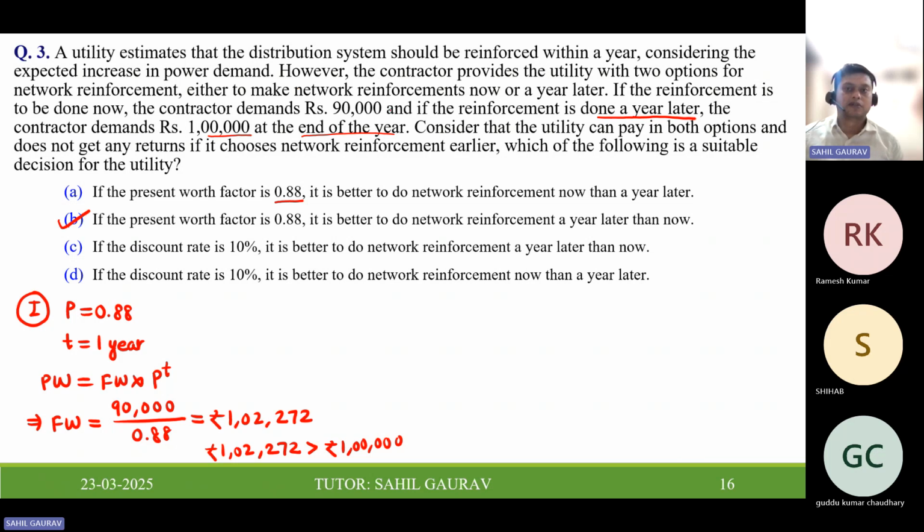So this is the present worth. Present worth is given, rupees 90,000. So based on the present worth of money, you can find whether this amount of money is greater than what the contractor is demanding after 1 year, or it is the same, or it is less than that amount. So if it is less than 1 lakh, then it's better to give right now. If the money is coming greater than 1 lakh, it's better to give at the end of the year.